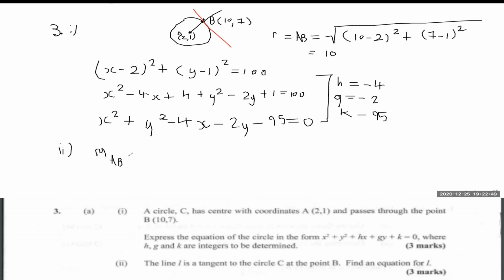So the gradient of AB is going to be equal to y2 minus y1, so 7 minus 1, over x2 minus x1, which is 10 minus 2. So 7 minus 1 is 6 over 10 minus 2 which is 8, and 6 over 8 is 3/4. That's the gradient of AB. So since the gradient of AB is 3/4, the gradient of the tangent is equal to minus 4/3.